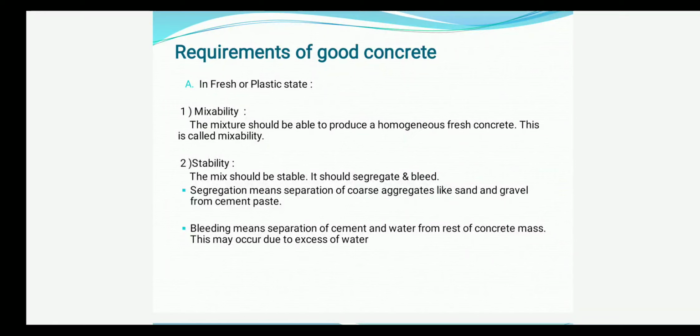each step by step. The first one is mixability. The mixture should be able to produce a homogeneous fresh concrete. This is called mixability. When cement, fine aggregate, coarse aggregate and water are mixed, this mixture should give a homogeneous fresh concrete, and this property is known as mixability. The second requirement in the fresh state of good concrete is stability.